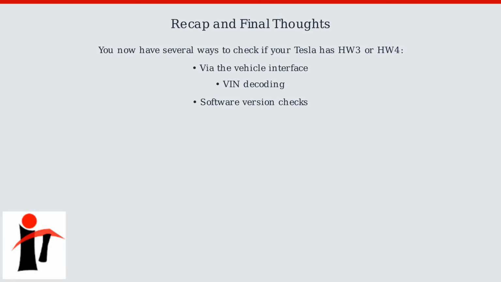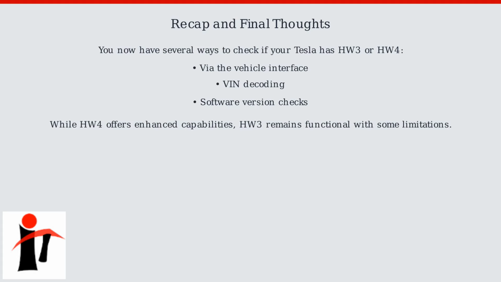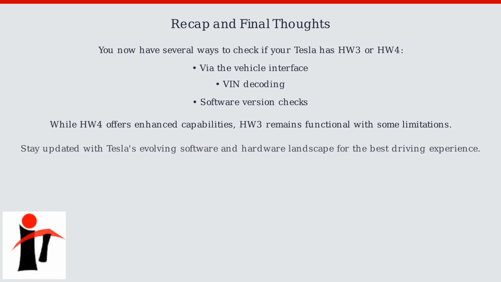You now have several ways to check if your Tesla has HW3 or HW4, via the vehicle interface, VIN decoding, and software version checks. While HW4 offers enhanced capabilities, HW3 remains functional with some limitations. Stay updated with Tesla's evolving software and hardware landscape for the best driving experience.